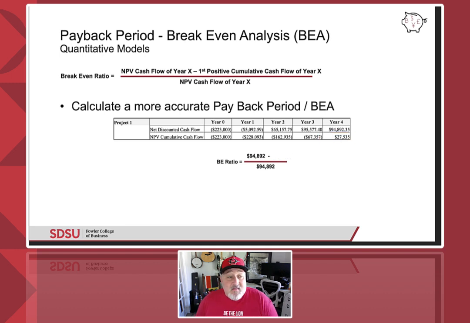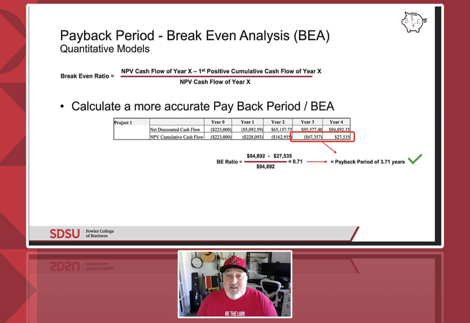94,000 becomes the cash flow of year X. And then the second thing is the net cash flow of year X. That's the 27,500, right? Our net present cash flow. And that yields me 0.71. So I now have a break-even ratio. I know that somewhere between 3 and 4 is where my payback period is. In fact, I know it's actually year 3 now because of this calculation, and it's 3.71 years that it took me to get my payback period. Okay? So that's how you do a break-even ratio.